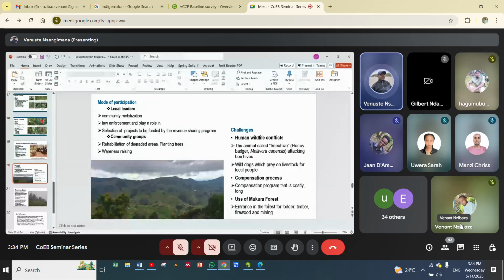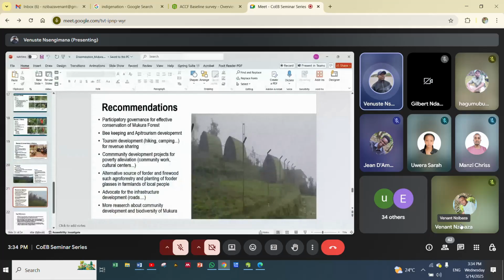So we came up with some recommendations: participatory governance for effective conservation of Mukura Forest is needed, because these institutions that have been reported seem to be working individually. So there is a need to work in the same forum towards the achievement of effective conservation of Mukura. There is also the need for the development of beekeeping and tourism compared to the neighboring Gishwati forest, where these activities are already developed.